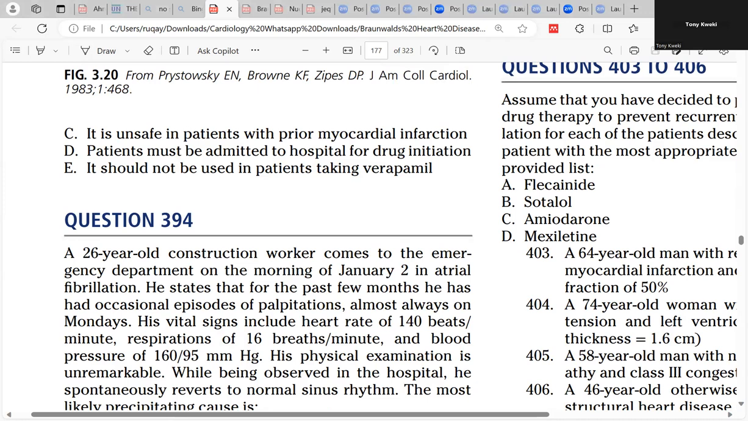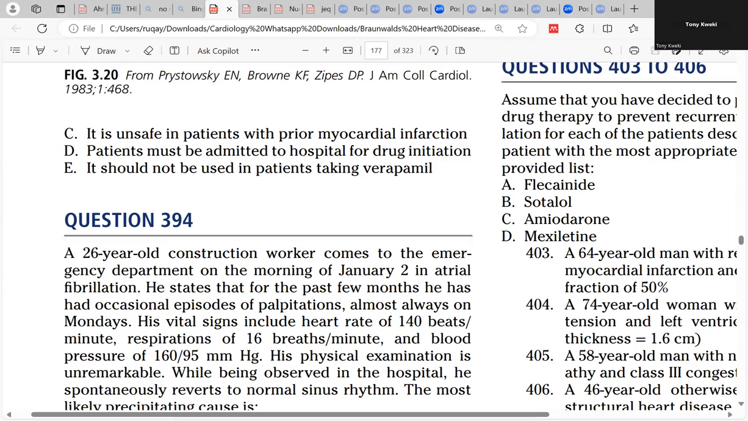Now we are looking for the answer that is not correct. So C seems to be our answer right now, because it's actually not unsafe in patients who have prior myocardial infarction. D, patient must be admitted to hospital for drug initiation. That is true. You don't give the drug just like that orally and allow patients to go home.